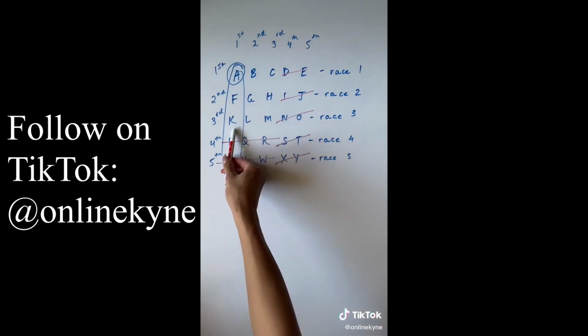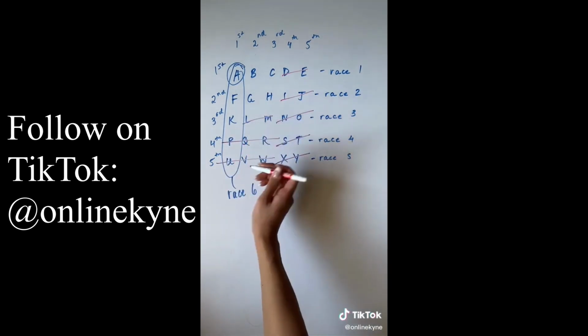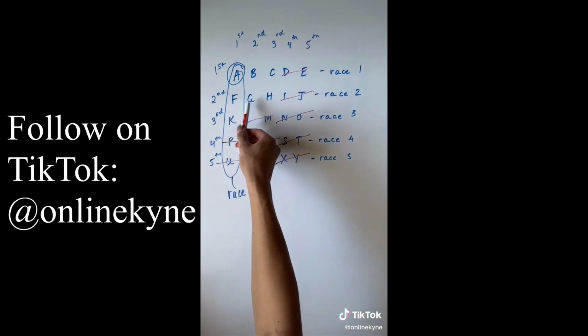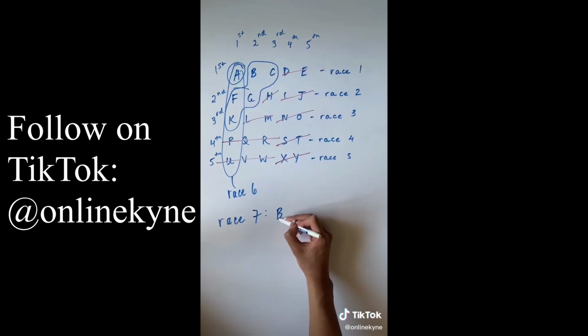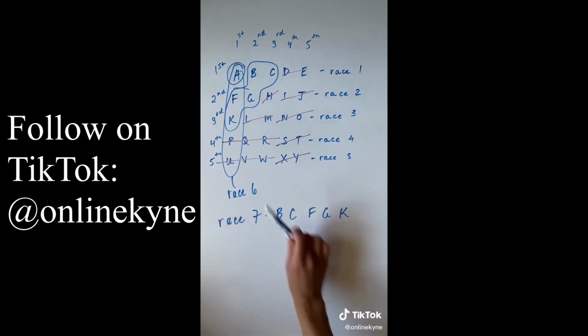K can hope for 3rd place at best, so everyone who lost to him is out of the running. And similarly, F and G can only hope for 2nd and 3rd. This leaves us with 5 more horses in the running who will race for 2nd and 3rd place to A.